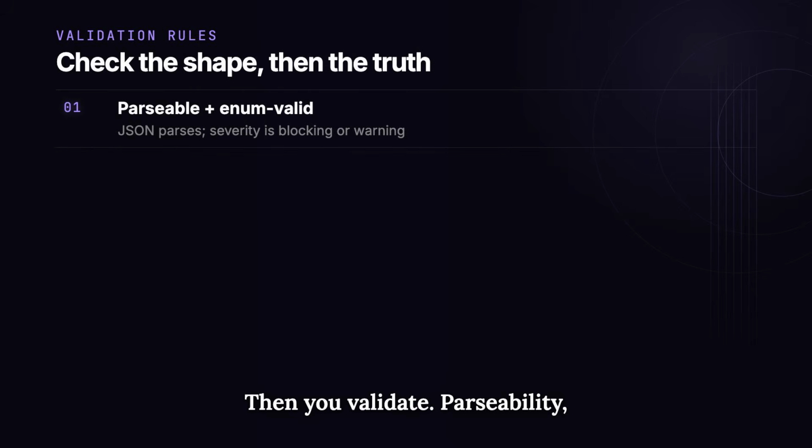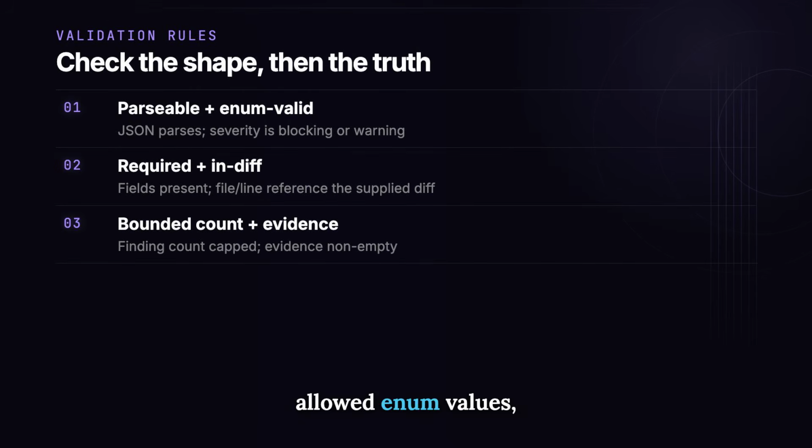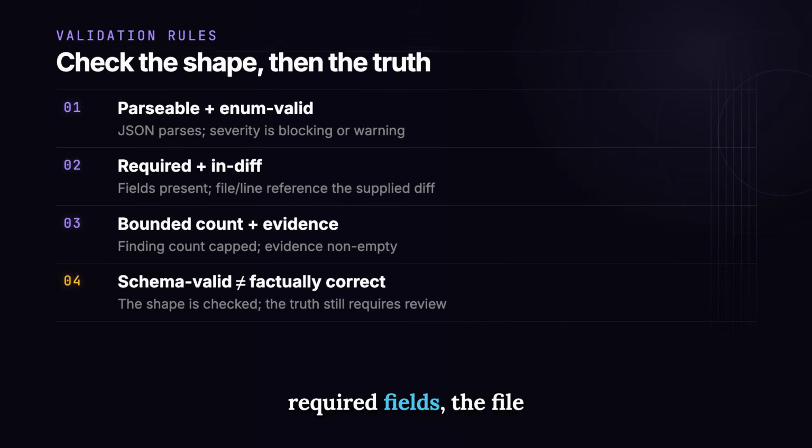Then you validate. Parsability, allowed enum values, required fields, the file belongs to the supplied diff, the line is plausible, the finding count is bounded, and the evidence is non-empty. Here is the rule that keeps the whole job honest. Schema valid does not mean factually correct. The shape is checked mechanically, the truth still requires review.